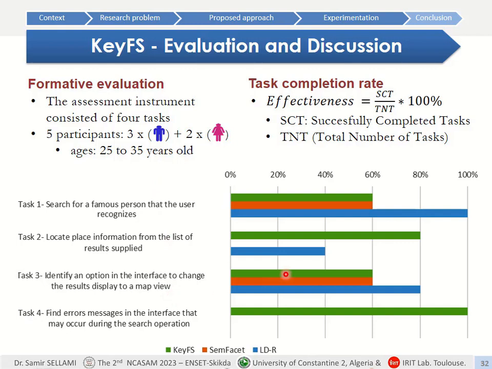The results show that KFS performs within the expected parameters, with many users achieving a per-task completion rate of at least 16%. It was also the only interface that achieved a rate in task 4, confirming an increase in visibility over the older systems. LDR came in second in terms of performance, better than our KFS interface in tasks 1 and 3, and SAMFACET performed poorly with an efficiency rate below 15%.